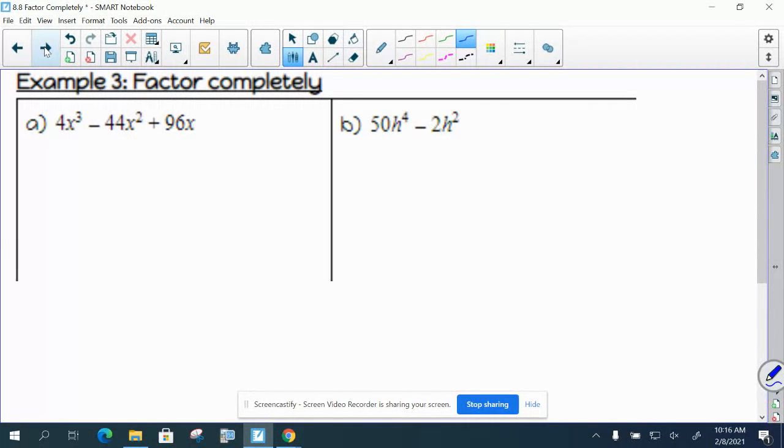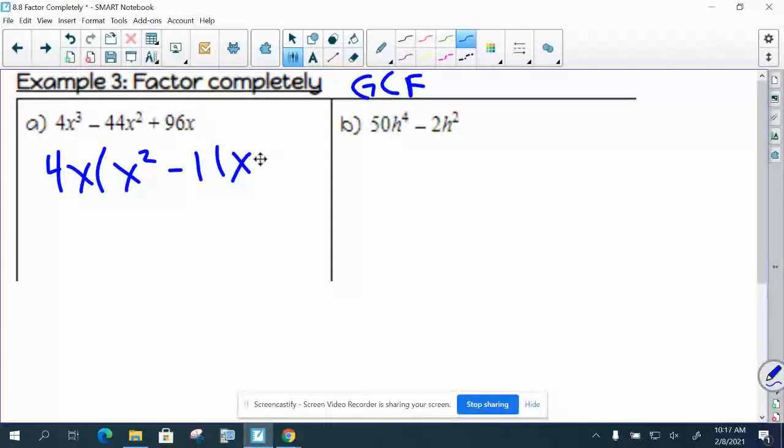Okay, so the next kind of example is where before factoring, you can factor out a GCF. So here, before I try to factor this into two binomial factors, I can factor out a 4x. And then we're left with x squared minus 11x, and then 96 divided by 4 is 24, so plus 24.